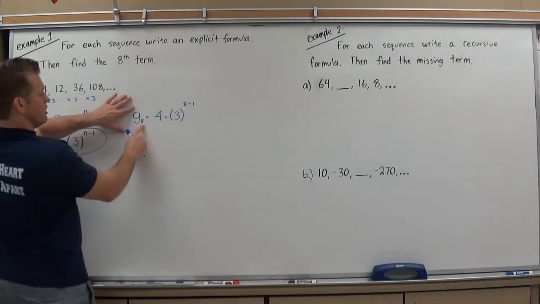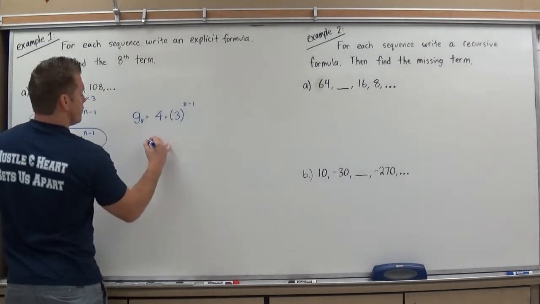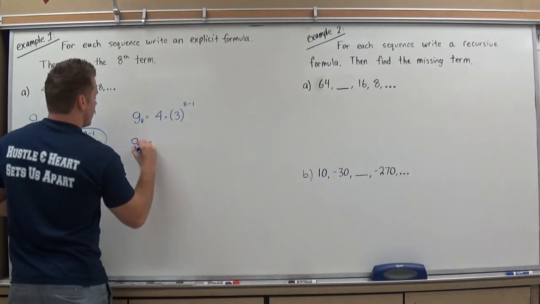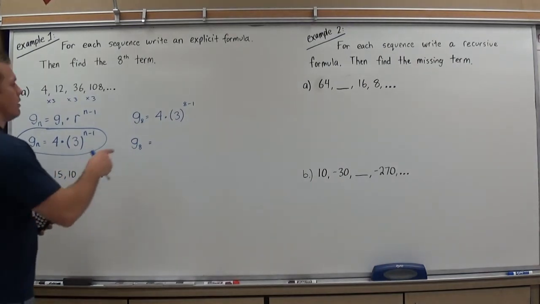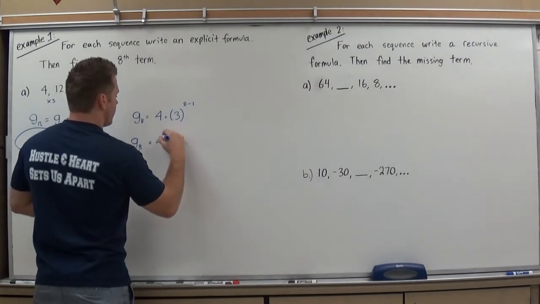Okay, remember, G sub 8 is just the 8th term. So I'm going to bring that down. It's just a symbol for an answer. And 8 minus 1 is 7. So I need to raise 3 to the 7th power.